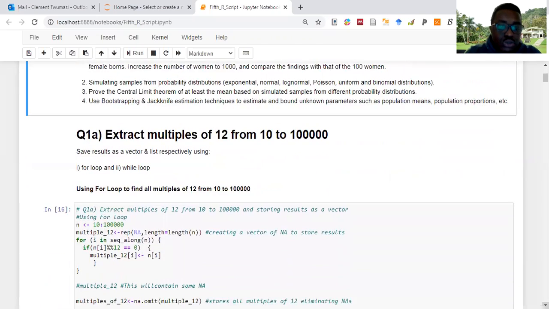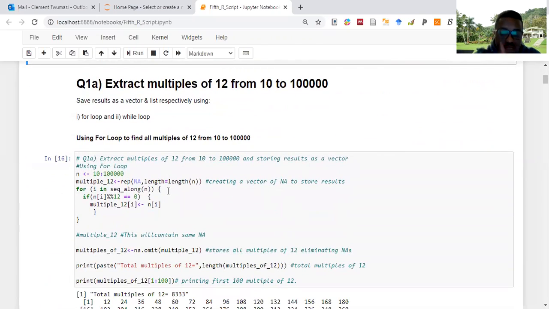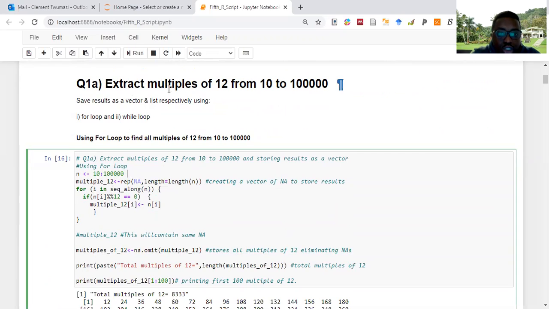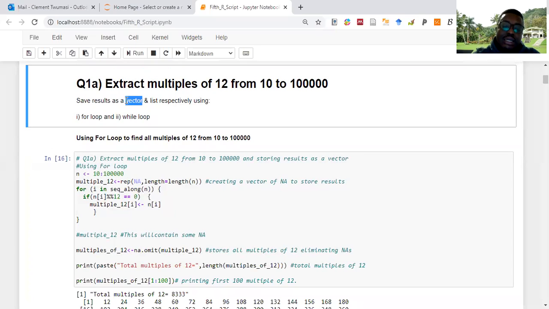All right, so let's just go quickly. Because we've already done this, I'll just explain each line of code here, and then I'll just move to the next. So I'll speed up a little bit. So the first thing was that we wanted to extract multiples of 12. So this was a previous assignment. We wanted to extract all multiples of 12 from 10 to 100,000. So the first thing we did is that we said we want to do that first of all by using a for loop, and afterwards we should also use a while loop to still achieve the same results. And don't forget that if you are using loops, you should be able to save your results.